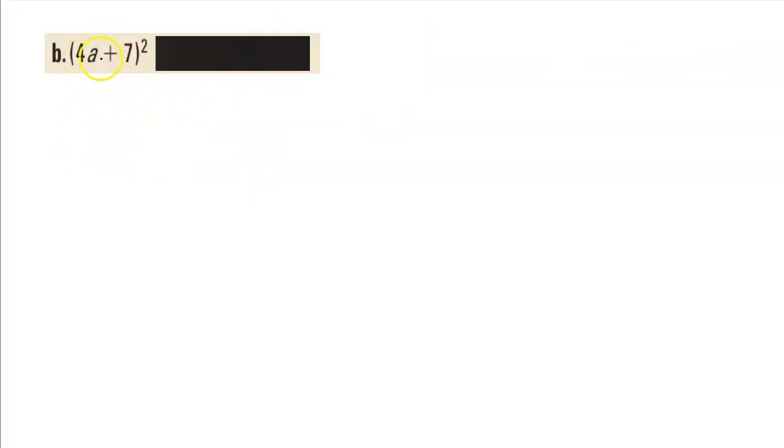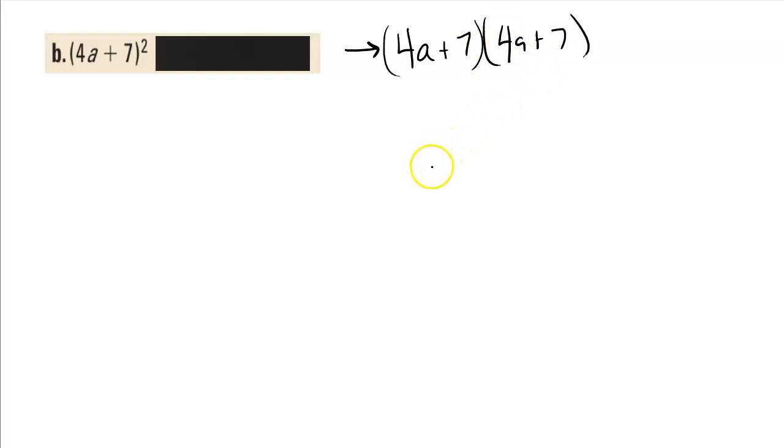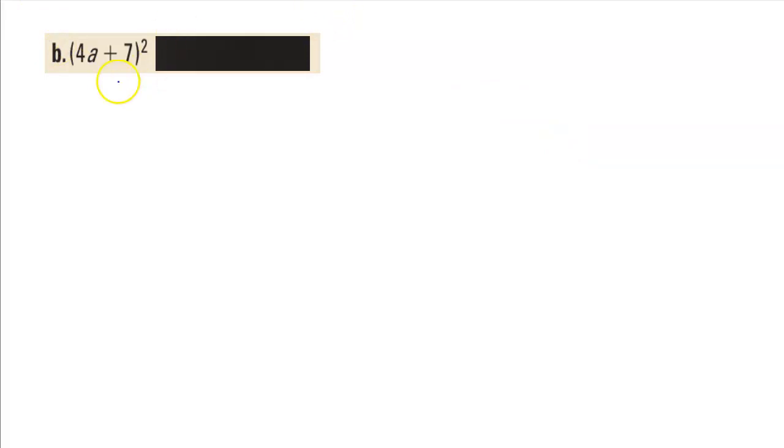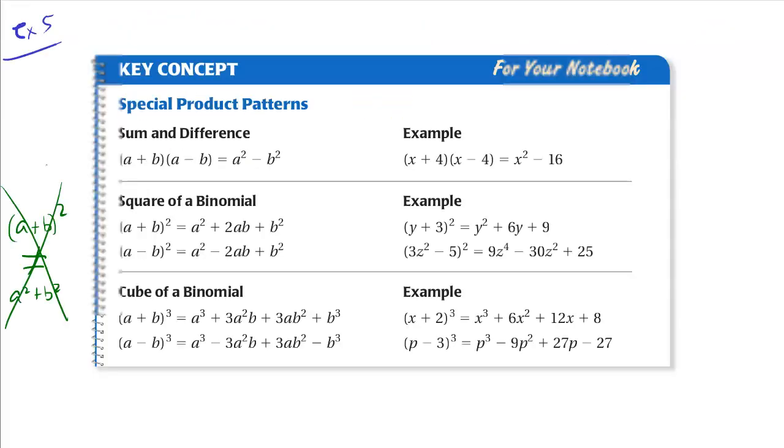All right, part B is 4a plus 7 squared. So again, I could do this traditionally, let's say I forgot whatever the pattern was. I could certainly take 4a plus 7 times 4a plus 7, and just multiply that out. So you could always rely on straight up multiplication and doing it the old-fashioned way. But this is a pattern. This is a perfect square right here, 4a plus 7. If I go back to my patterns, that's going to be like this one.